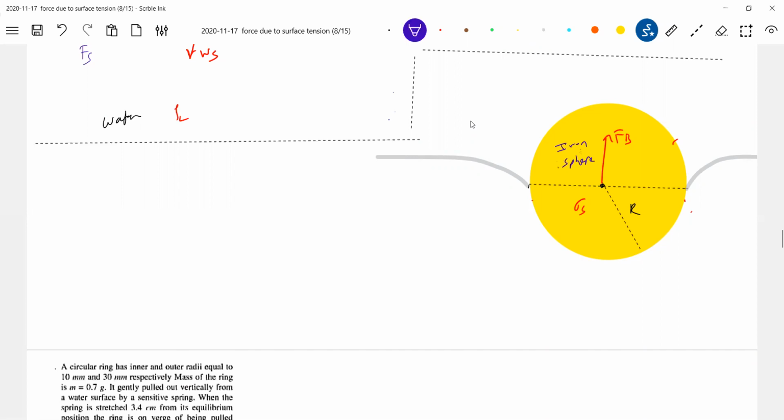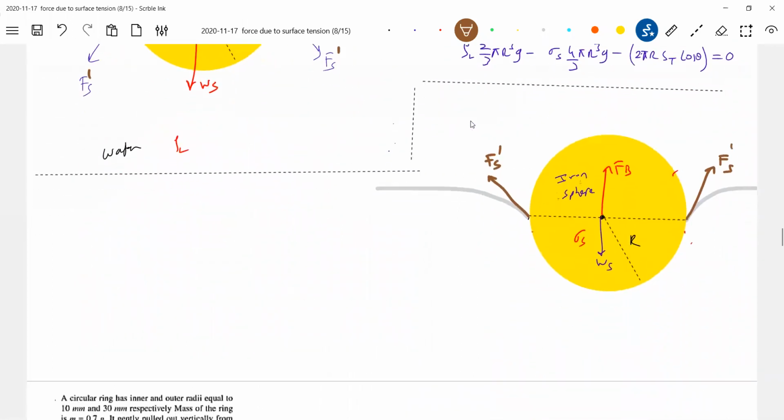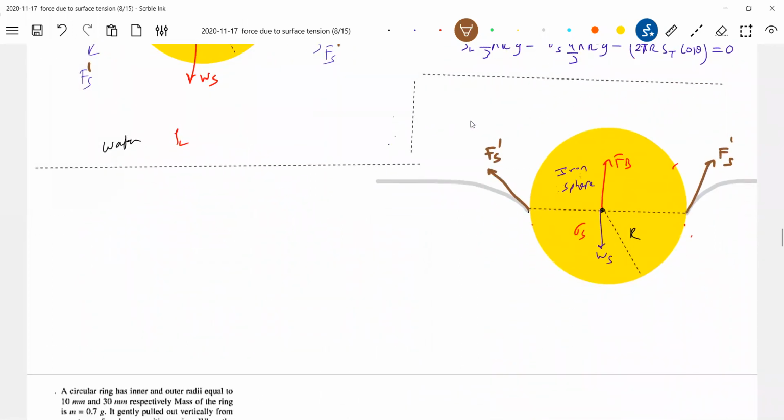So the weight of the solid will act here. The force due to surface tension will act in this direction, and we know what that is. If you want, you can write Fs dash, because I think some students ask, sir, why are you not writing it. The total force will be the component of all these forces at everywhere: surface tension into perimeter into the component of that.